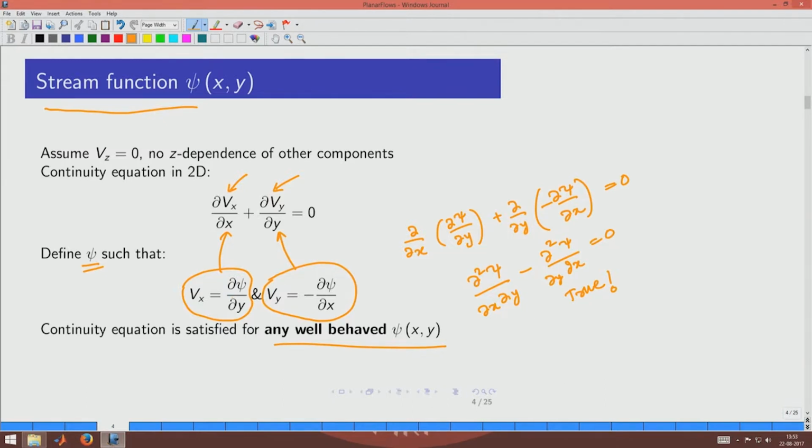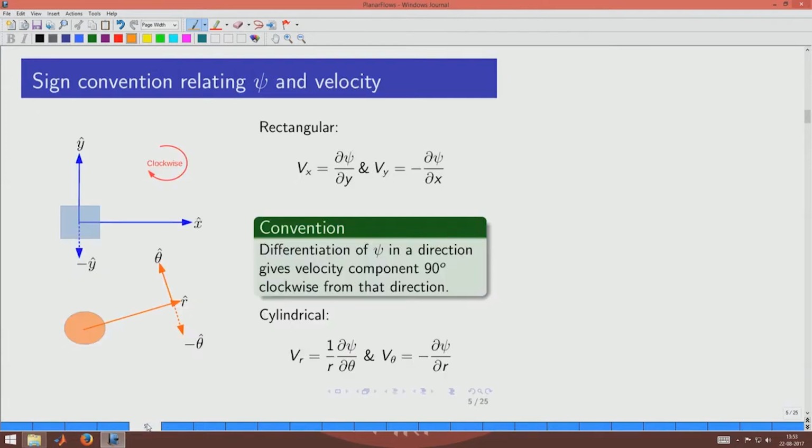Both options are possible, and the continuity equation would be satisfied either way. But there is a convention by which we define it, and that convention is what is being introduced. The convention is as follows: the derivative of psi, if you take along one direction, then 90 degrees away in the clockwise direction is the velocity component being given. If you look at this first expression, dou psi by dou y is being taken in this direction, and then 90 degrees away is this direction, which is x, which means that is what is being given as a component.